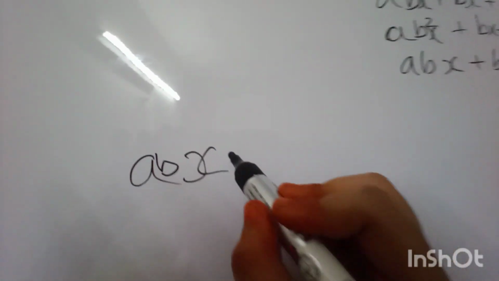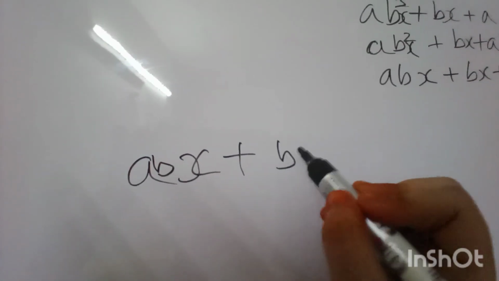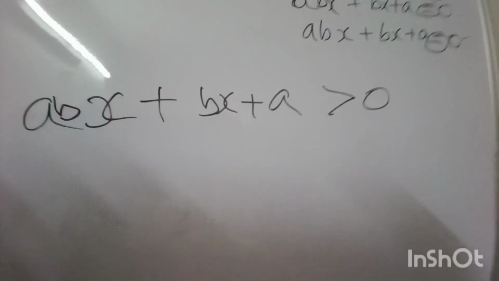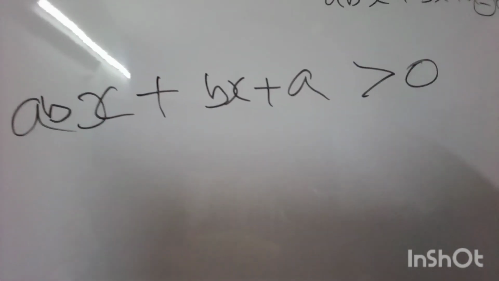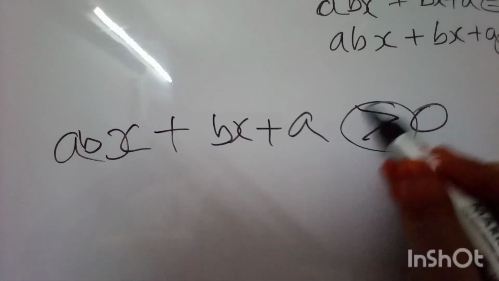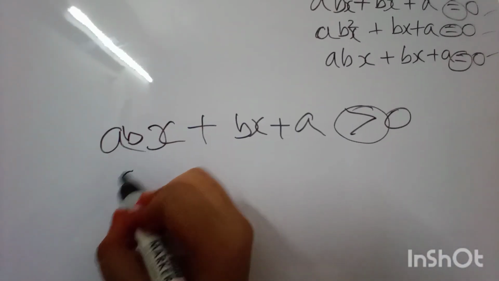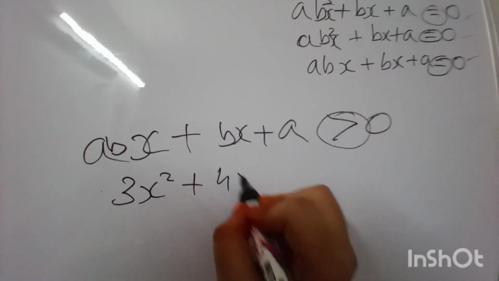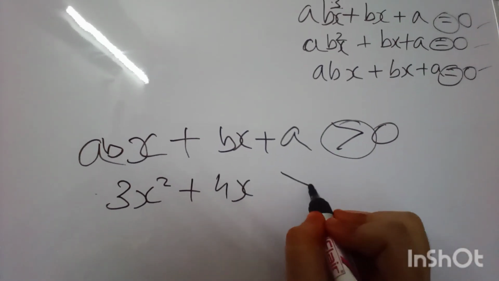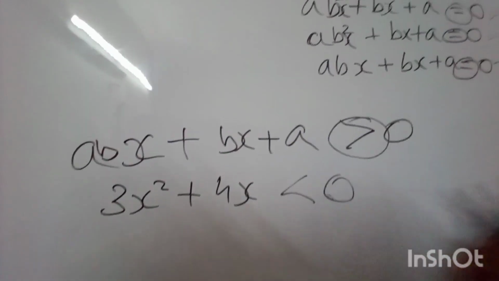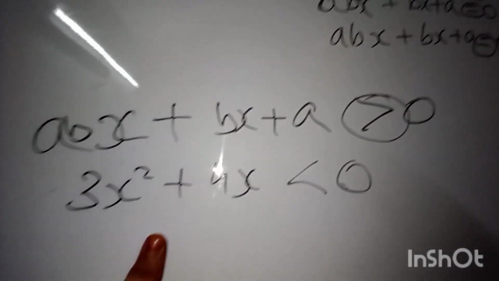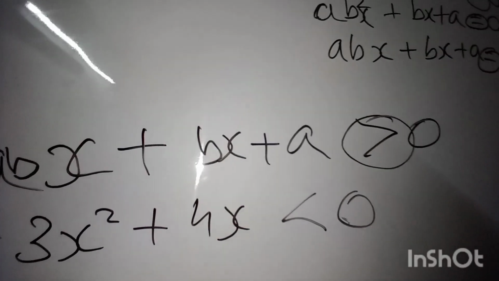ax squared plus bx plus c greater than 0. So this can now be called an inequality because there is an inequality sign. Let me give you another example. 3x square plus 4x is less than 0. So now this equation is called a quadratic inequality, and this equation is also called a quadratic inequality.